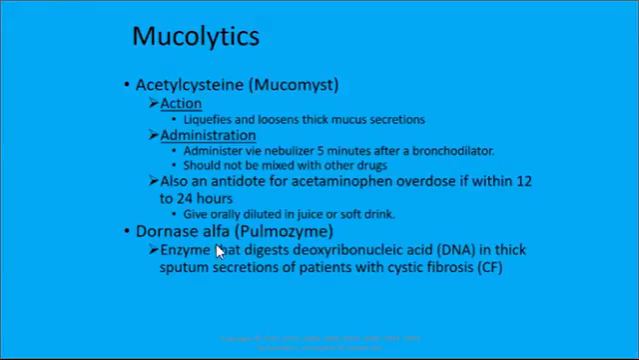This other one, Dornase alfa, is not one I've ever administered. It's used for cystic fibrosis because they get the most awful thick secretions, but you'll learn more about cystic fibrosis when you get into pediatrics. So that's what that one is used for. And that is the end of chapter 41.